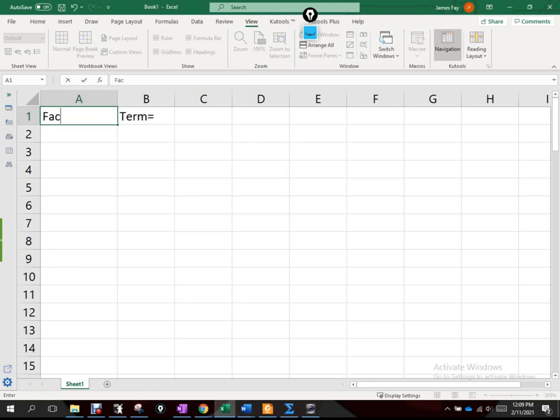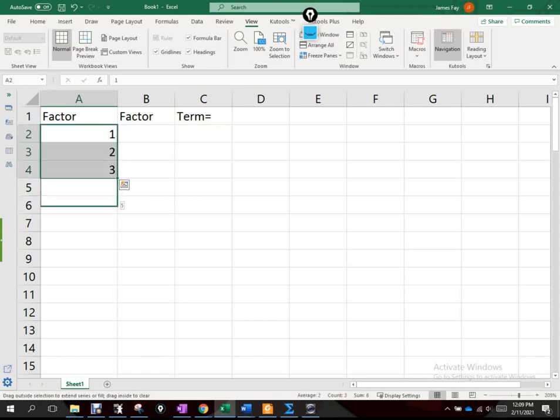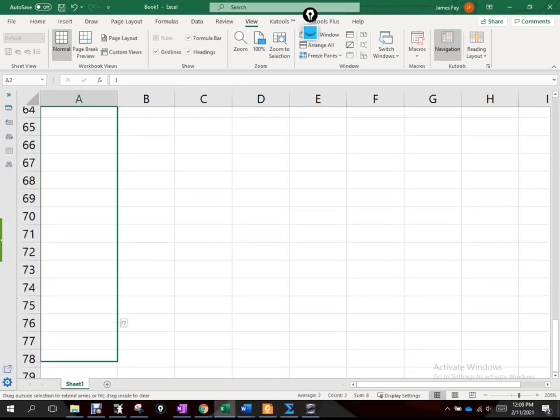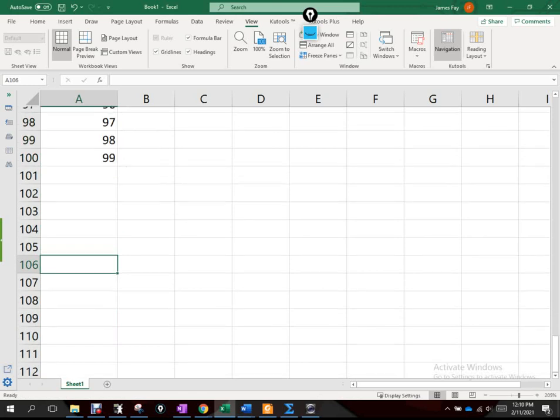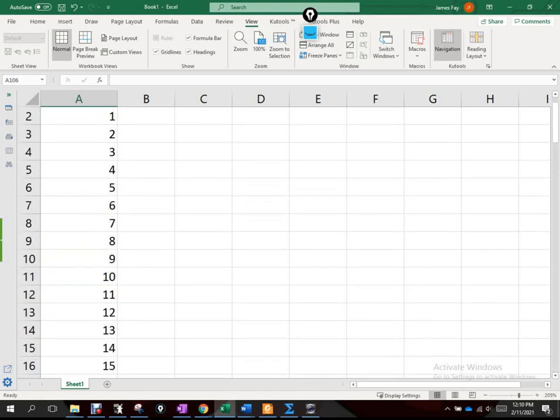Actually, we'll do this. Say factor term equals. So what I'm going to do here is I'm going to go 1, 2, 3. I'm going to grab those, and I can drag this as far as I want. So I'm just going to go down to 100. I probably shouldn't need anything more than that when I'm trying to figure out factors of numbers, okay, at least at our level.